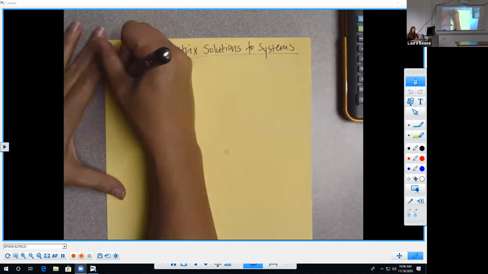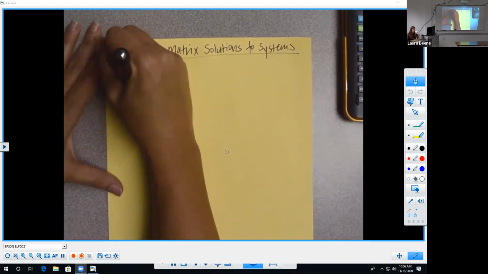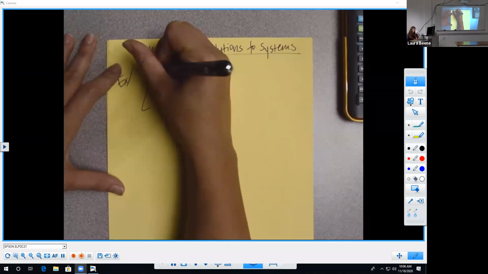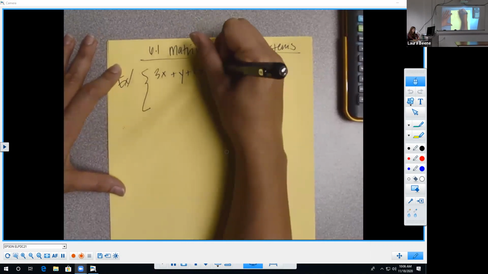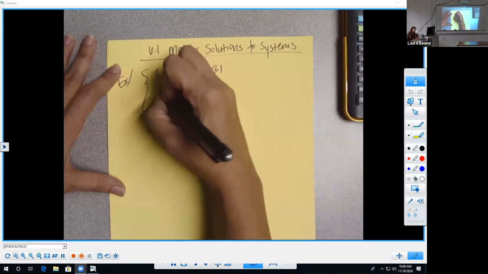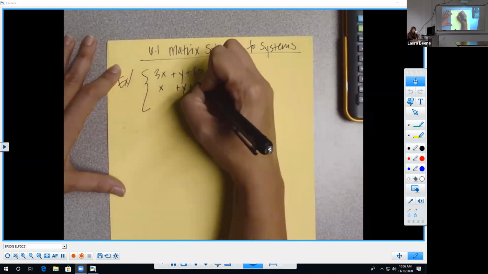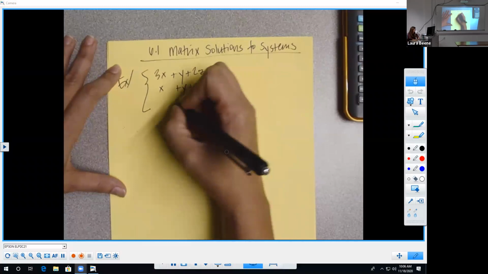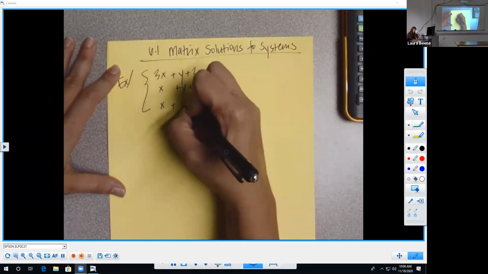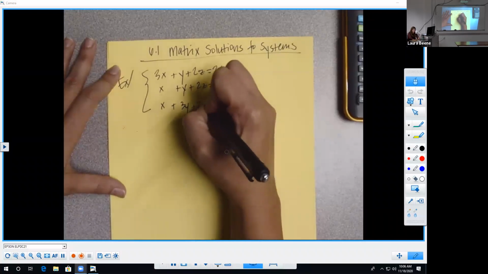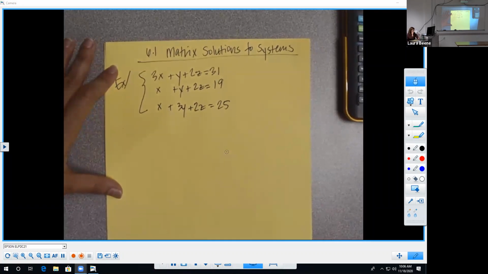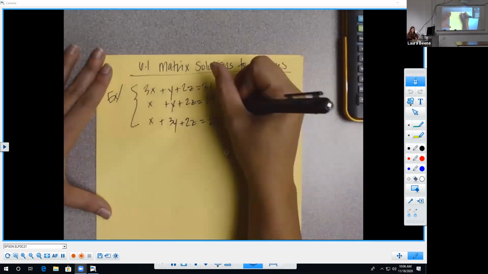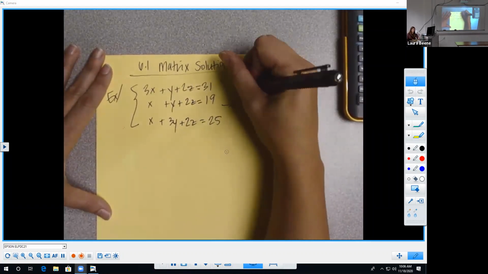augmented matrix. Okay, so for example, if we have the system of equations that is this system, 3x plus y plus 2z equals 31, x plus y plus 2z equals 19, and x plus 3y plus 2z equals 25. Okay, so that is our problem. We want to turn that into an augmented matrix.